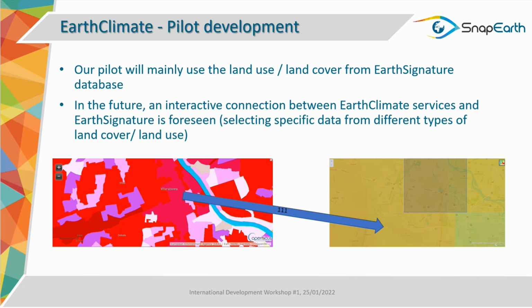Now we are finishing our products, our services, and we are combining all of them in one. So our pilot is also connecting with the EarthSignature platform. And mostly in EarthClimate, we will use the information from land use and land cover. In the future, we are also planning an interactive connection between the EarthClimate service and EarthSignature, directly, I mean selecting specific data from different types of land cover and land use.